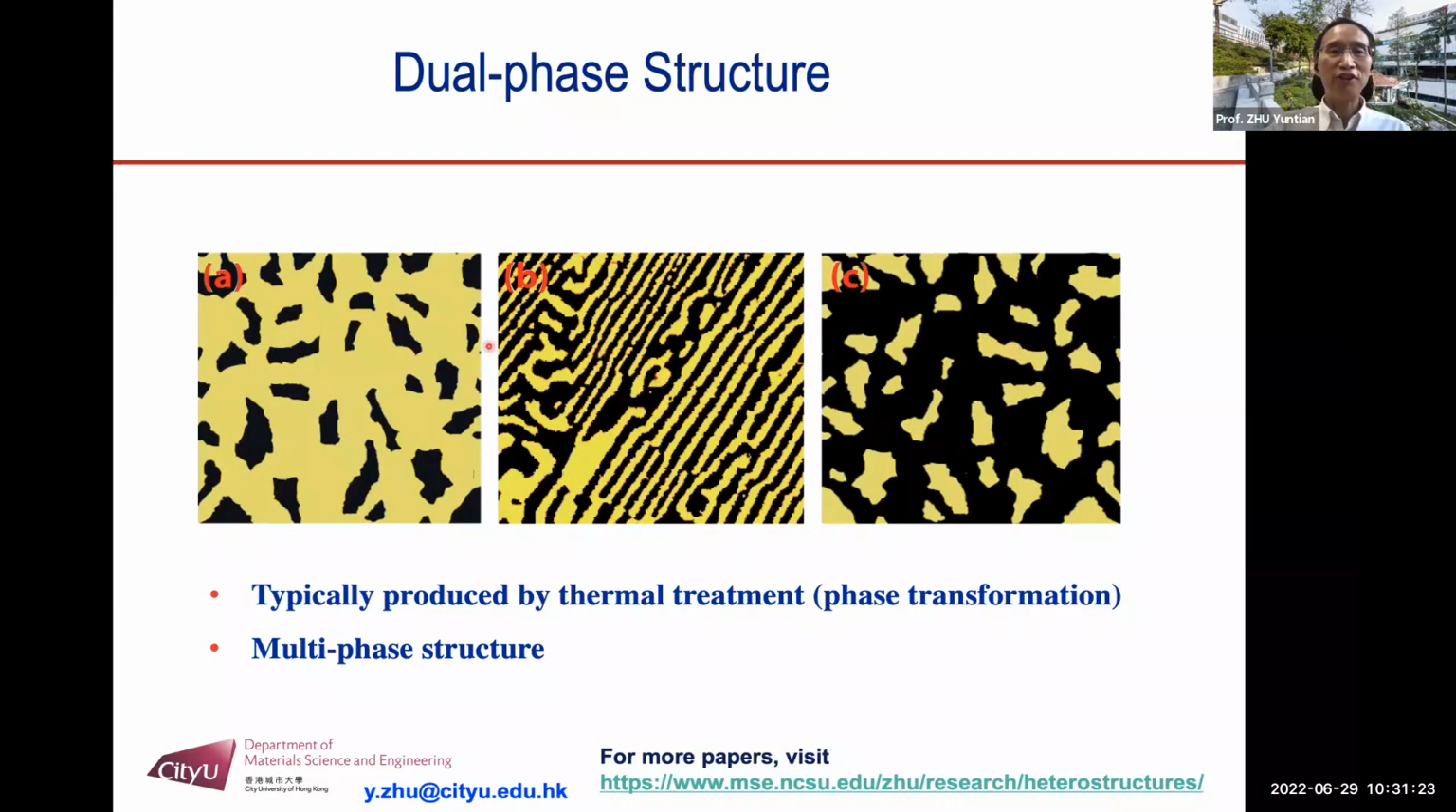Of course, when the two phases have a similar volume fraction, you may form this kind of structure. This can be formed by eutectic or eutectoid phase transformation. And of course, in the matrix, you can also precipitate out the second phase again, and it can become like a multi-phase heterostructure. Okay.